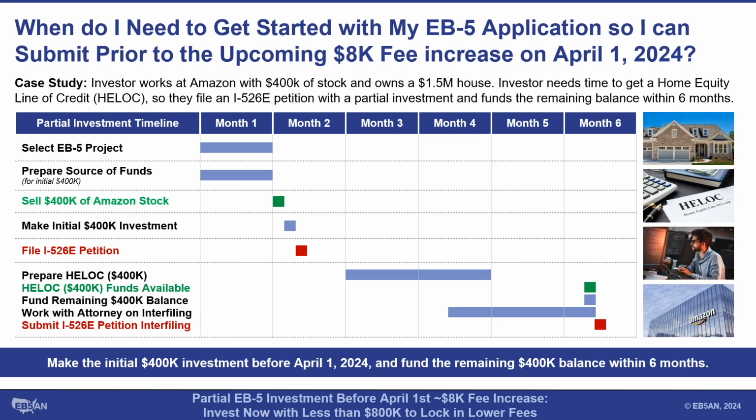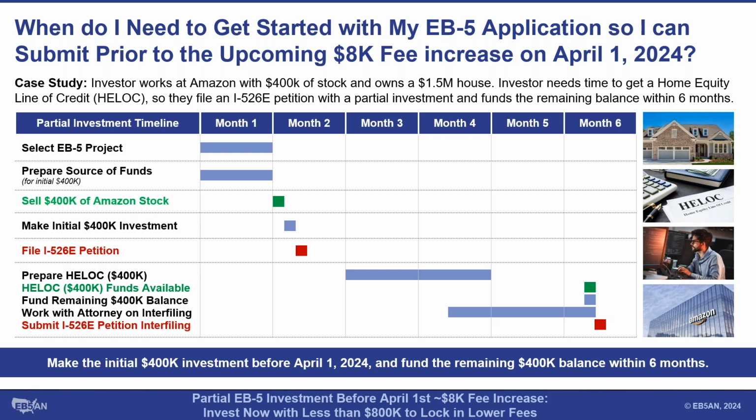At the same time, you need to choose that EB-5 project, execute the necessary documentation with them, and discuss the issue of the installments with them to make sure that it's acceptable. And if it is, you need to take the next steps to move forward, make the investment, and get that EB-5 petition filed before April 1st to lock in that lower filing fee price.